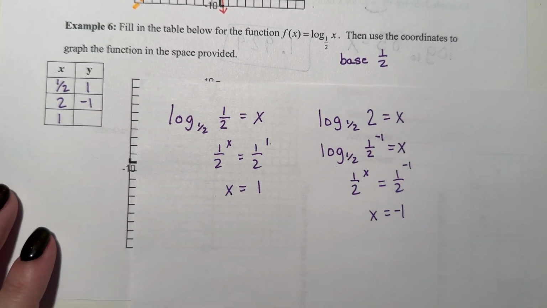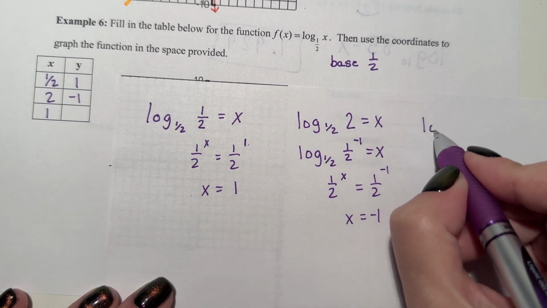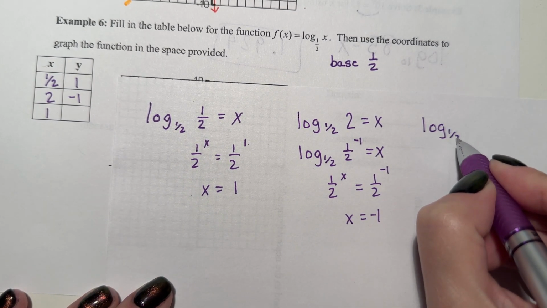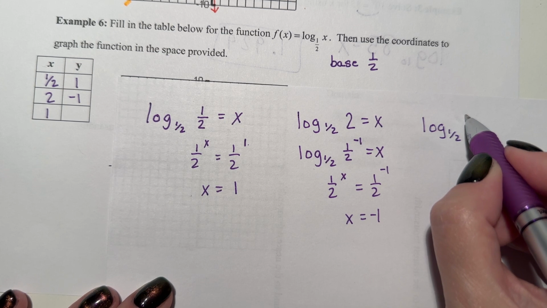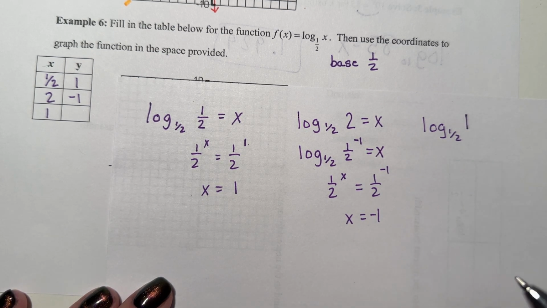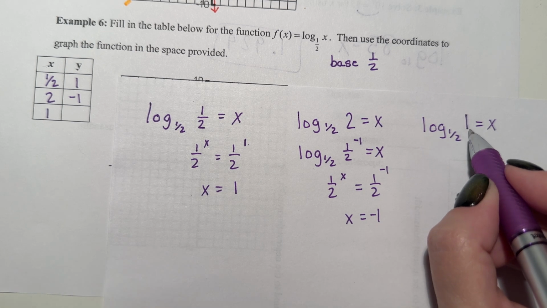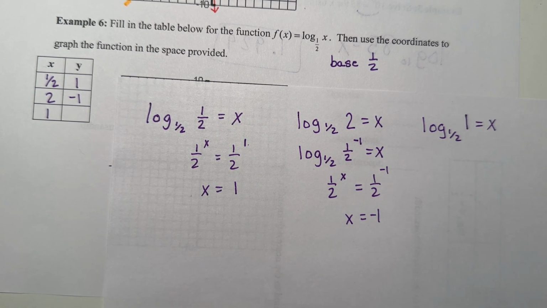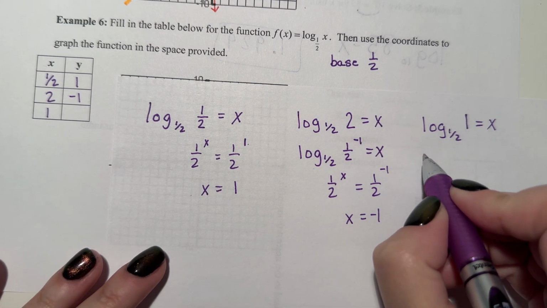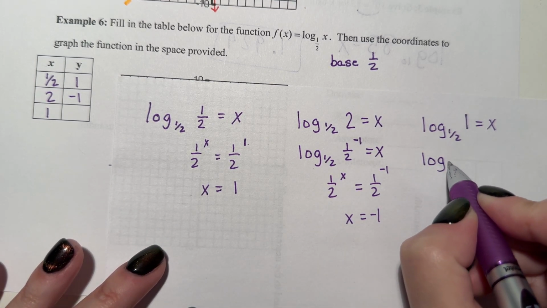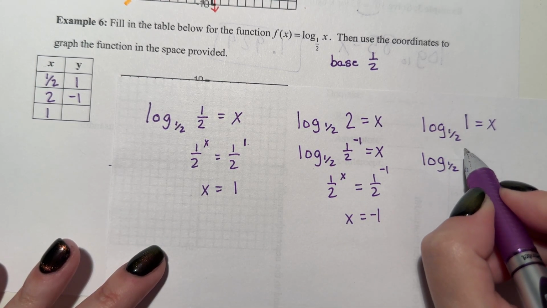Let's go to our tricky one. All right. Log base 1/2 of 1 equals what? Okay, so here's our hard one. We have to think real hard. We have to say to ourselves, all right, what to the 1/2 power is going to give us 1? 1/2 to the 0 power. So I've got to rewrite it. That's your tough one right there.